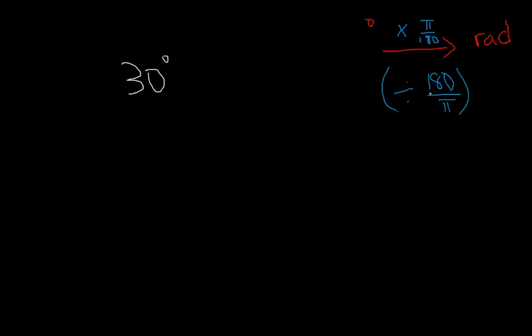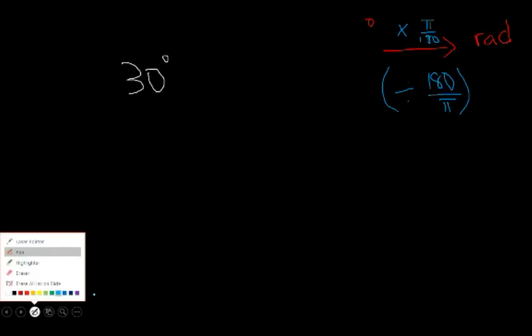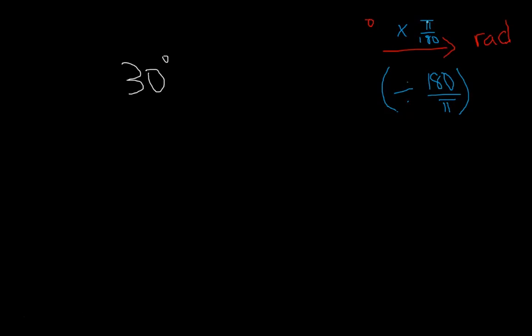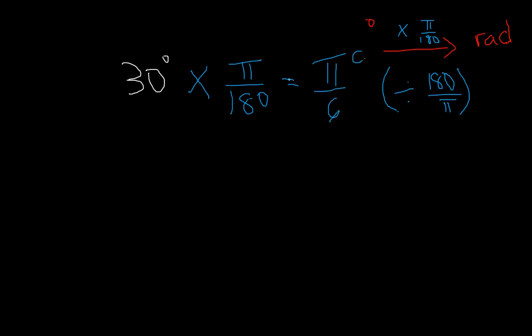Right. Okay, so that's what we're doing. So 30 degrees. To get this to radians, I would multiply by pi on 180. Multiply by this. Answer? Anybody? Pi over 6. Yeah, that's correct. Okay, next one.